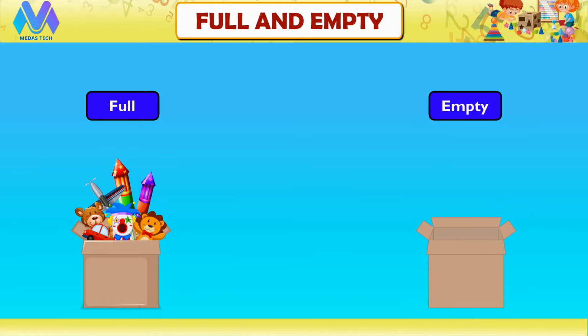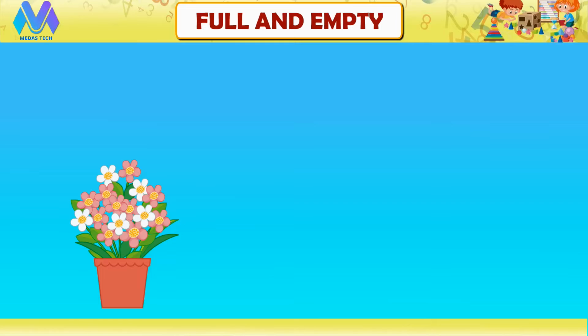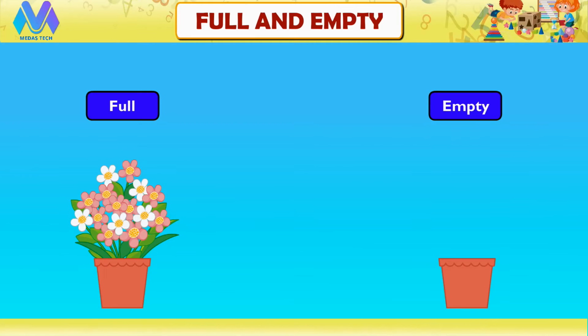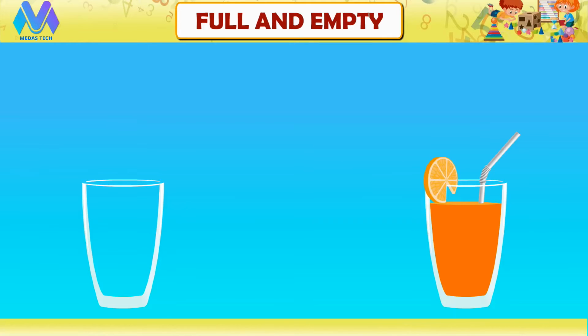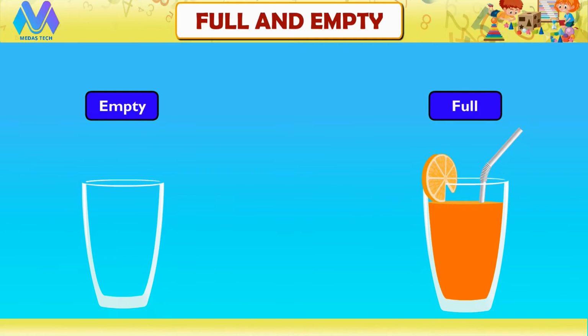Now, we have a flower pot with so many flowers. But this pot does not have any flower. This one is empty. Full, empty. Yes. Now, we have a glass. This glass is containing nothing. But this glass has juice in it. It is full with juice. Empty, full.